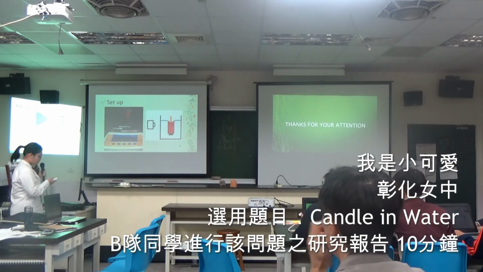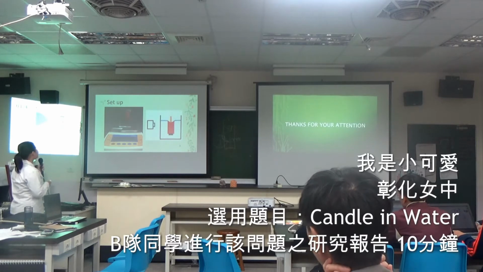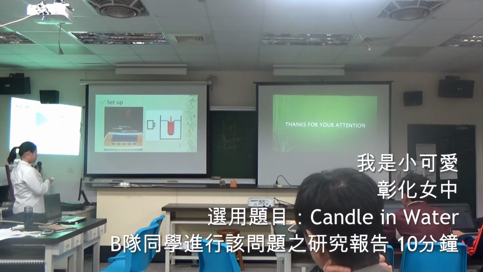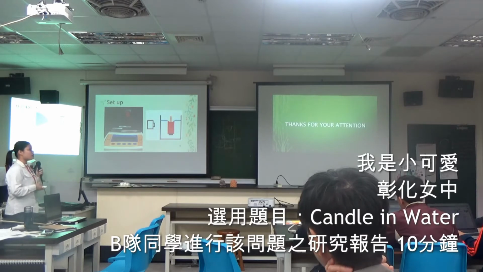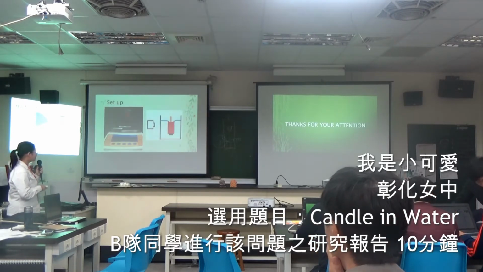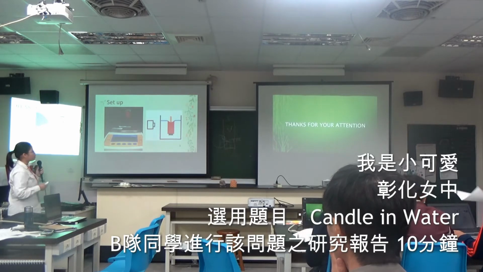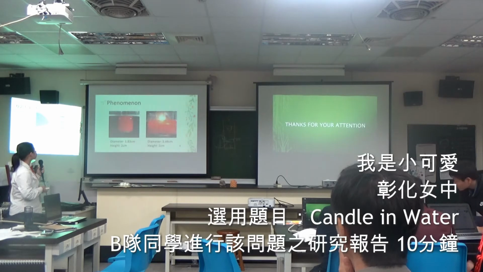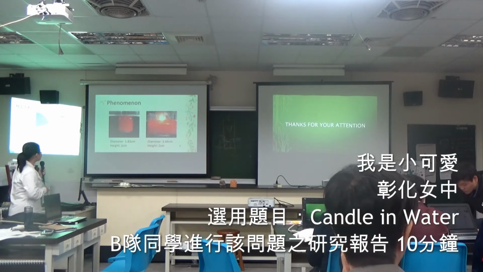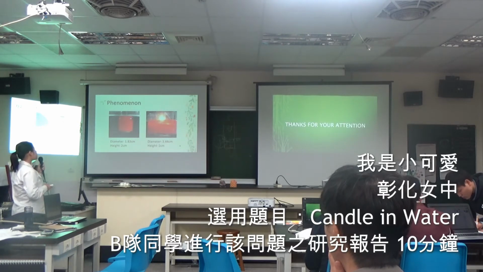This is our setup. We put a scale under the setup first, to record the variation of the mass of the candle, and then we put a camera between this system and record the motion of the candle. And first I will show you the phenomena of the candle whose diameter is smaller.